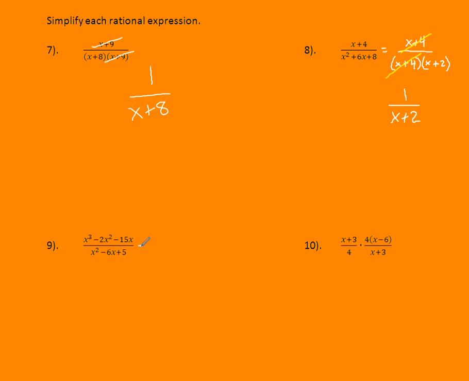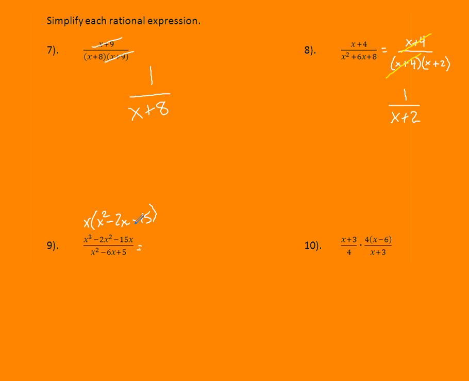And number 9, we need to factor this because we can't cancel any terms that are added. We can't go and do that because those are added terms. They can only be factored. So don't try to just cancel out those x squareds. I can pull out an x from this to begin with and leave x squared minus 2x minus 15 up top. Then I can factor that even more.